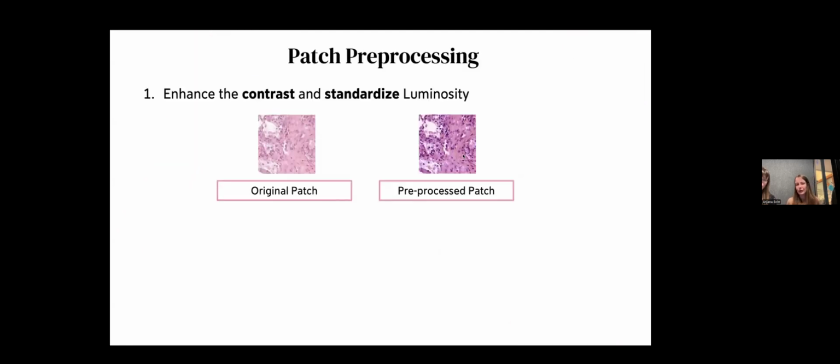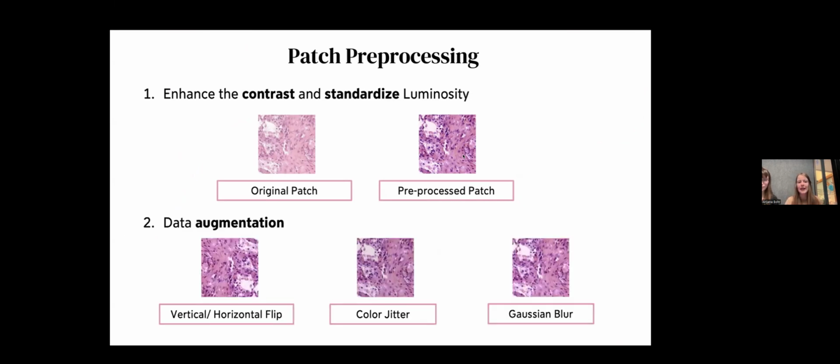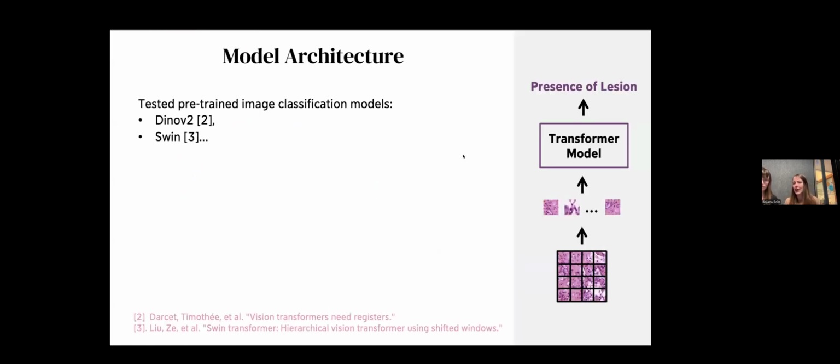So the second step is the training of patch classification models in our pipeline. First, we pre-process the patch. We adopt a standard procedure where we first enhance the contrast to make the details more visible, and then standardize the luminosity to eliminate the contrast among images. Then we augment the data sets using standard and commonly used computer vision approaches, such as flipping horizontally or vertically, color changes, and applying Gaussian blurs. Once we're done with the pre-processing, we train our model.